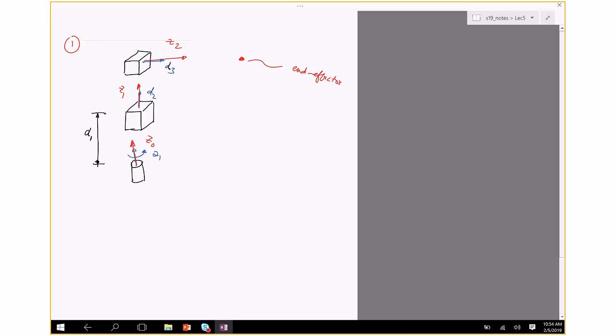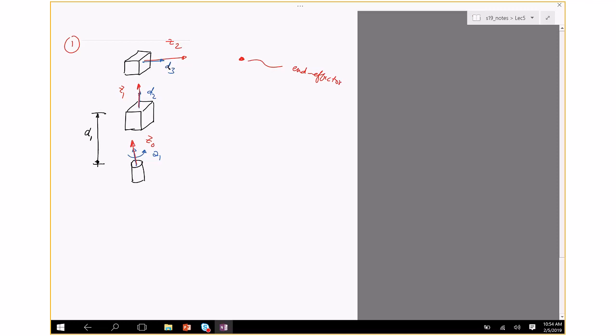Okay, so we've assigned z. Now let's go to assigning x for each of the links. This is where we go from steps. Well, before we do that, you have to assign the frame 0. So step number 2: choose the base frame x0, y0, z0.